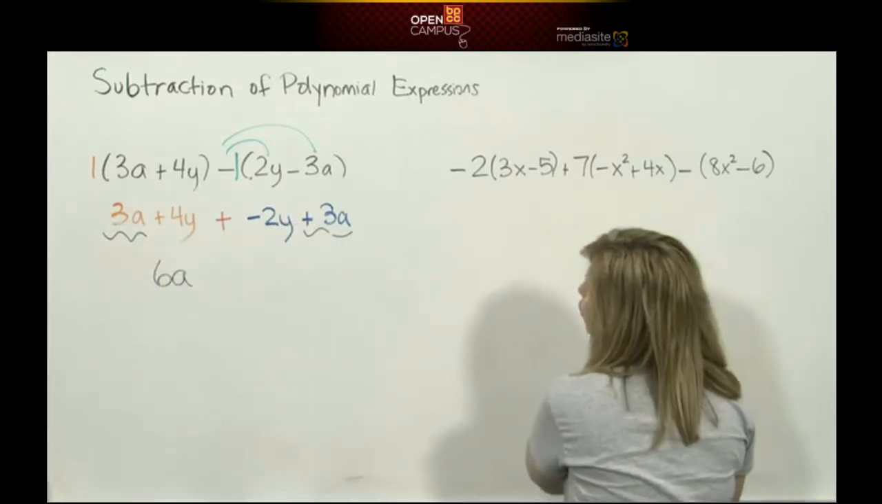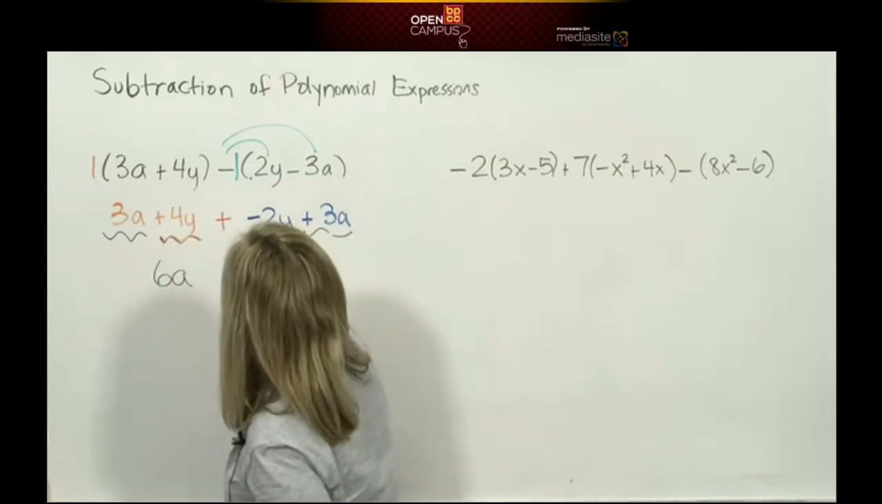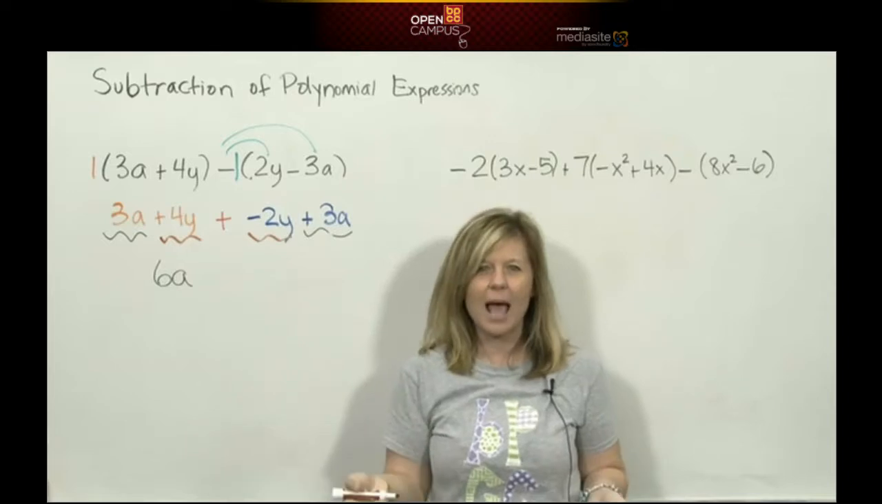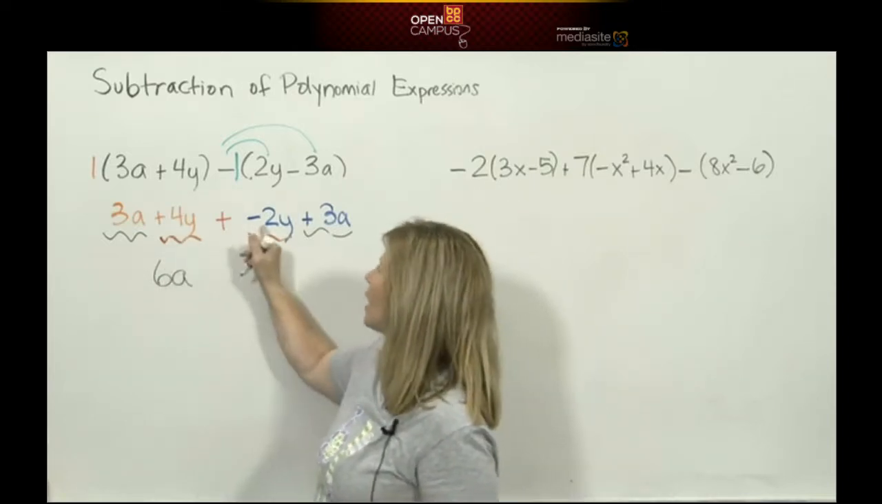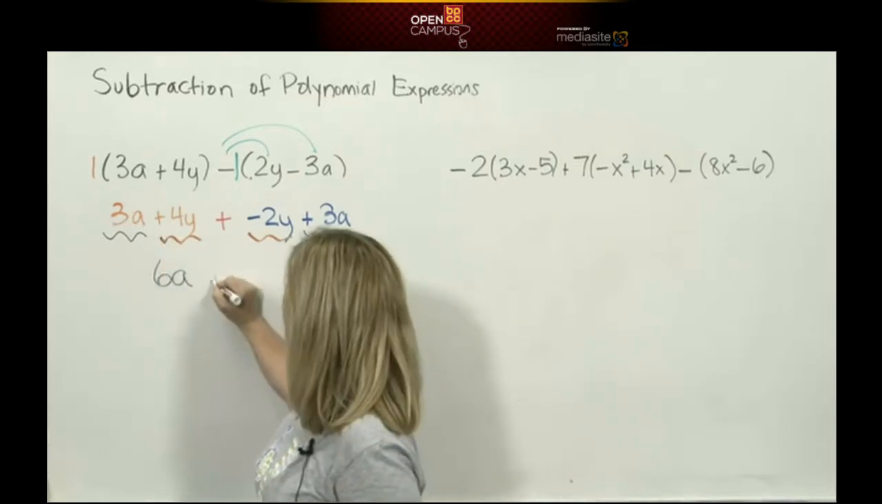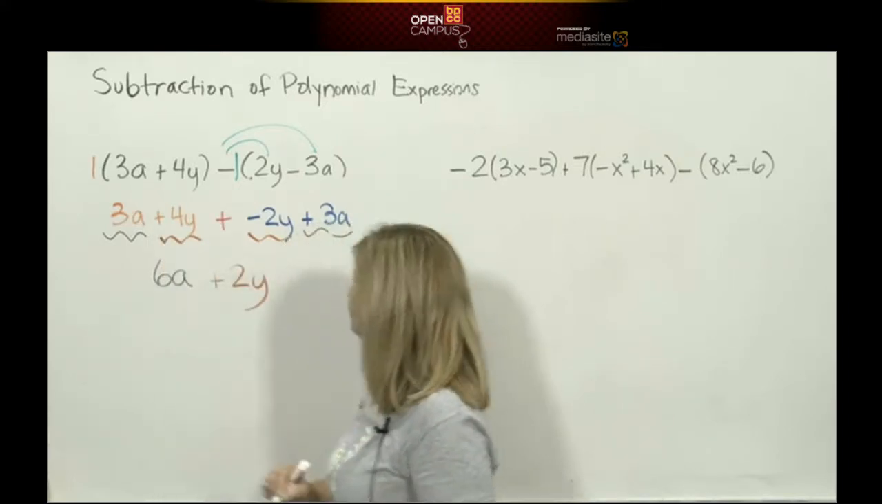Our other like terms are the 4y and the negative 2y. Well, because the signs are different, we're not adding, we're subtracting. 4 take away 2 is 2. That would be 2y. This is our bigger number, so that's why our 2y would stay positive.